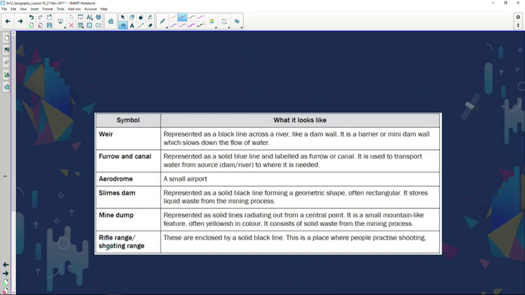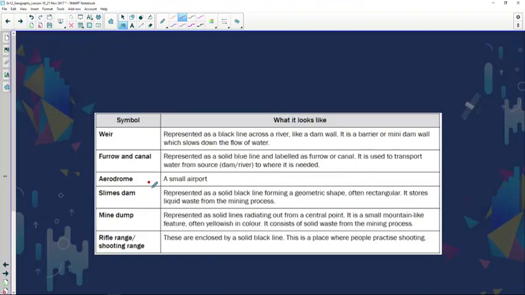Now, very importantly, questions may be asked, why is the rifle range situated over there? Because the contour lines are quite far from each other, so it's a flat area where they can practice shooting. The same with the aerodrome over there. The contour lines are far from one another because it shows a flat gradient, a gentle slope, so that it is much easier for the aeroplanes to land.